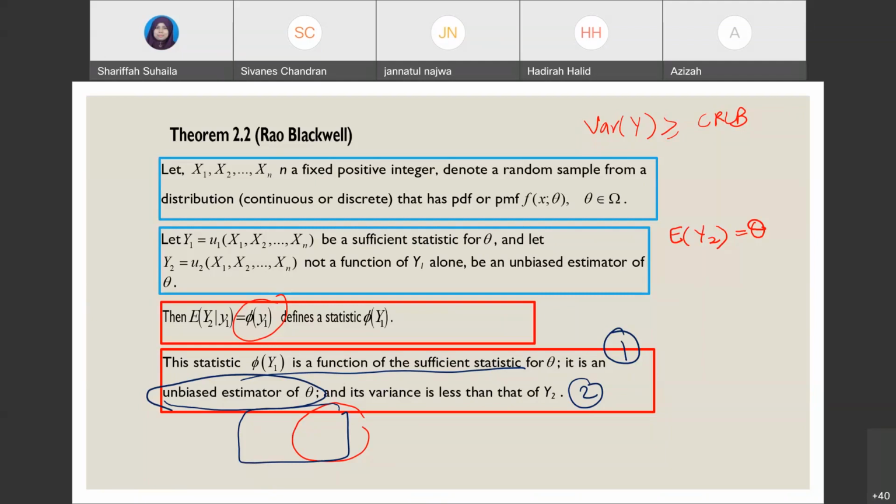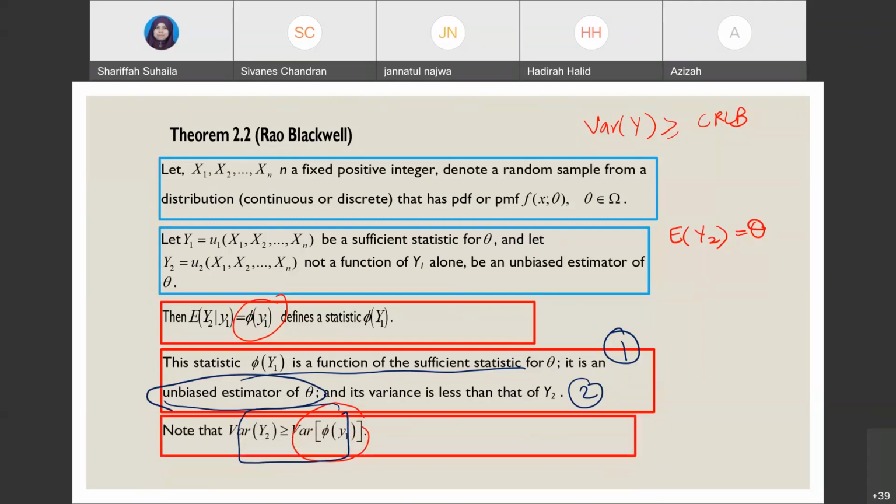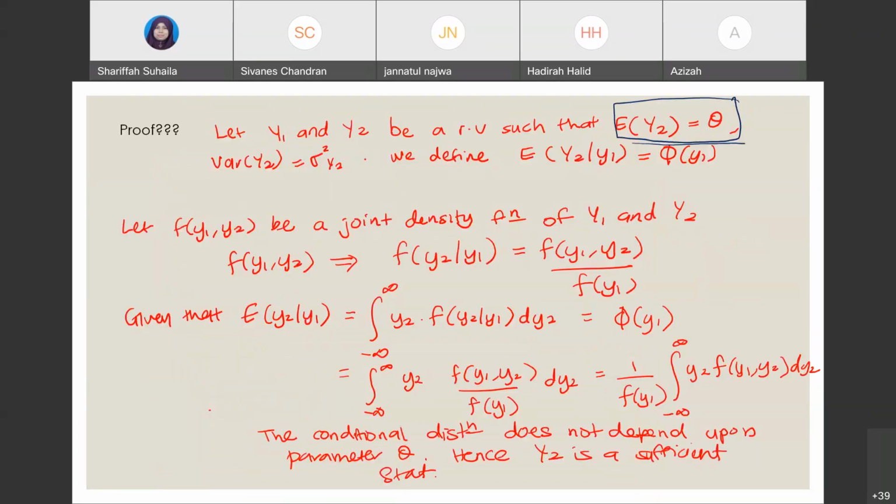So let's say we define the expected value of y2 given y1, so this is your statistic phi of y1. Phi of y1 is a function of the sufficient statistic for theta, and it is an unbiased estimator of theta. And if we prove that the variance of phi y1 is less than the variance of y2, then we can conclude that your estimator is the uniformly minimum variance unbiased estimator, if we satisfy the Rao-Blackwell theorem. So this is the proof that we already discussed.